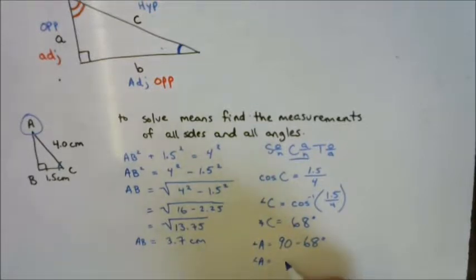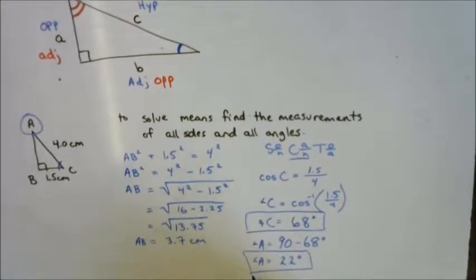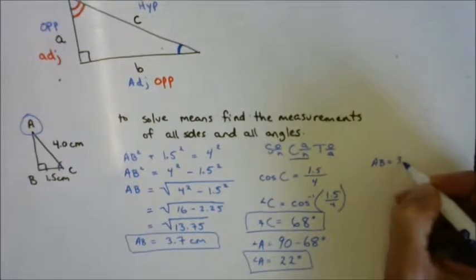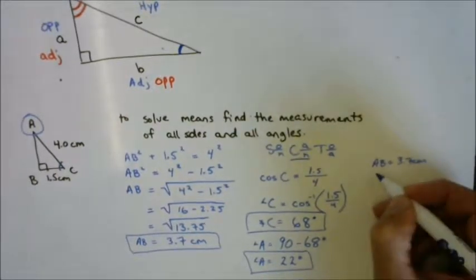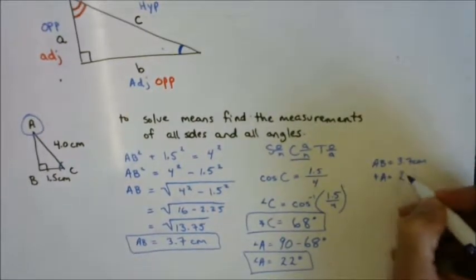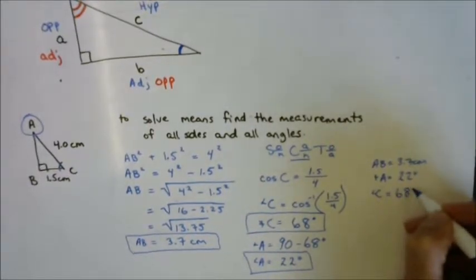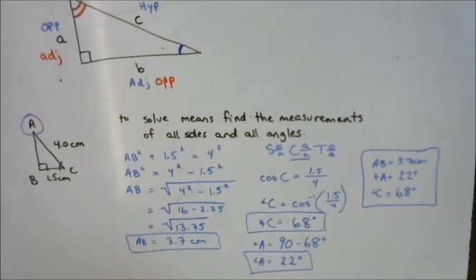Angle A equals 22 degrees. And because I was asked to solve the whole thing, and there's a bunch of work here, I want to keep my work organized. I'm going to at least box everything that I find out. Often it's even easier at the end, just write it down on the side. So AB equals 3.7 centimeters, angle A equals 22 degrees, angle C equals 68 degrees. Box that, and then move on.